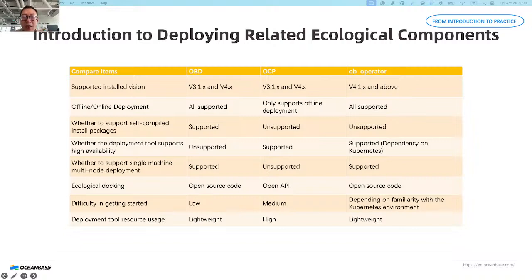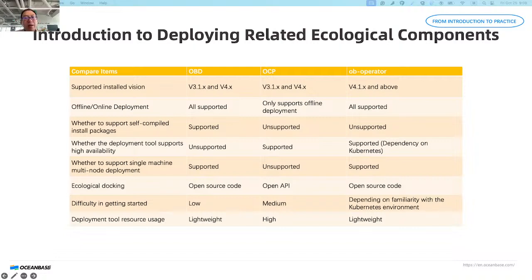The next question is whether it supports single machine multi-node deployment. First, OBD supports it through its CLI-based configuration file deployment method, allowing single machine multi-node deployment by simply modifying the configuration file. OCP does not support it because OCP itself is deployed and verified according to the requirements of the production environment. So it will check whether the node has been deployed and whether there is an OB server process before deployment. So it doesn't support a single machine multi-node.